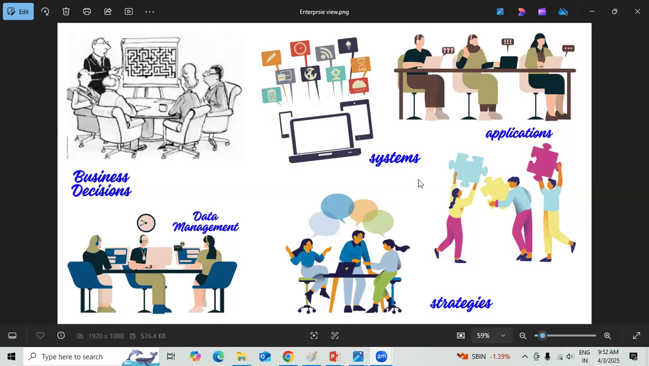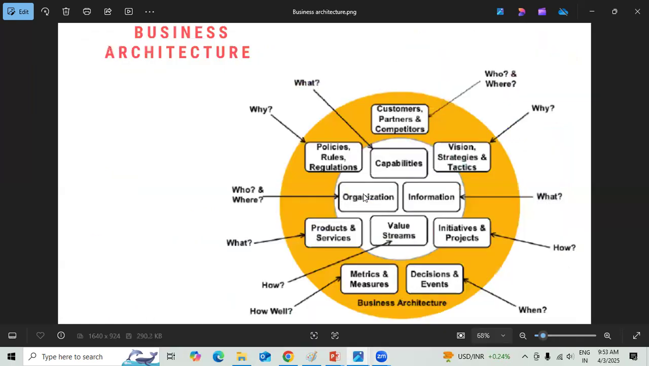For that, you require systems and applications, followed by the data. So all of these are interconnected: data management, systems, applications, strategy, people, as well as the business decisions. All are interconnected to implement in the real world. So there are interconnectivities when we are understanding enterprise architecture, whether it is business architecture or systems, applications, data. So the first thing we need to know is the business architecture.